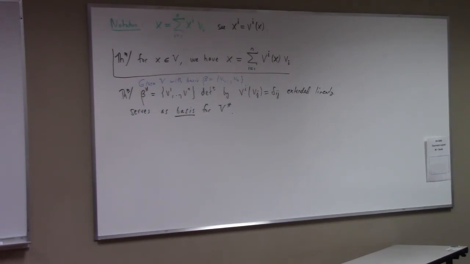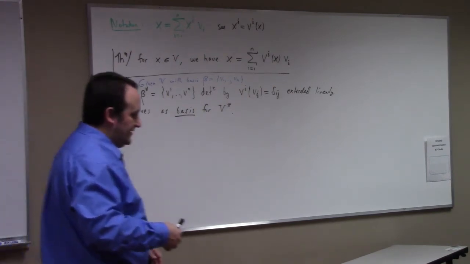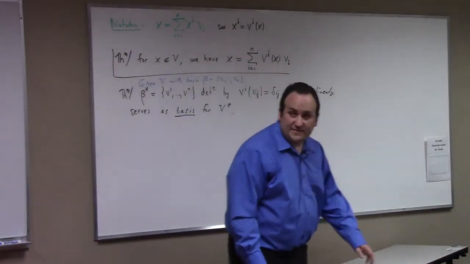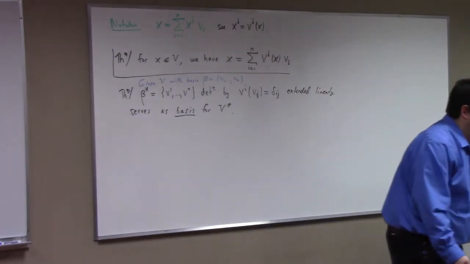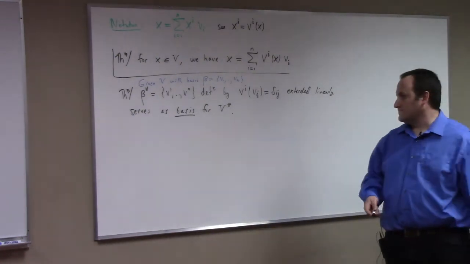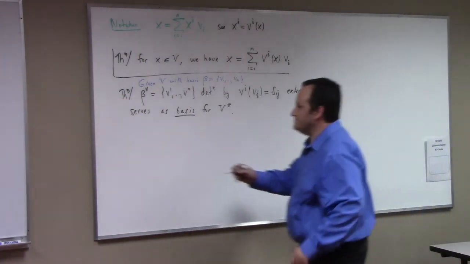What does it take to prove this theorem, that beta star is a basis? What do we need to prove? Yeah, linearly independent and spanning, right? So let's see here. What do you guys want to start with? The spanning or the linear independence? Let's start with the spanning. How about that?